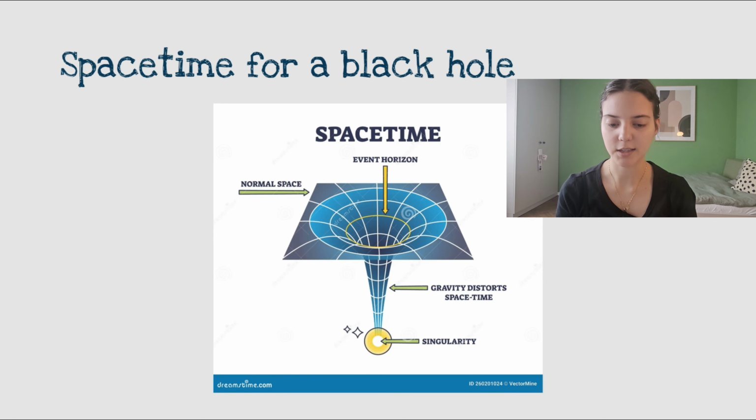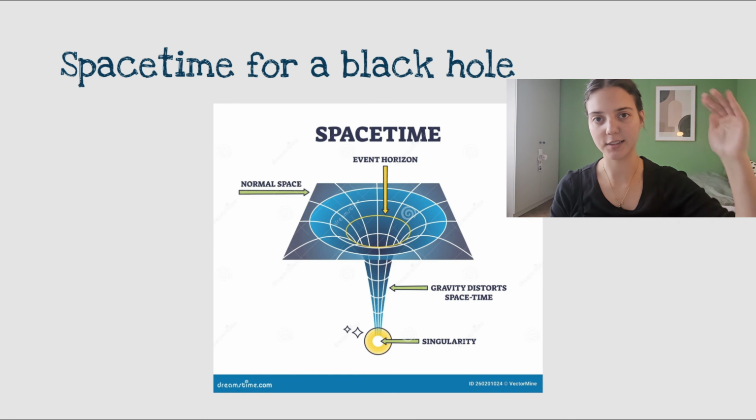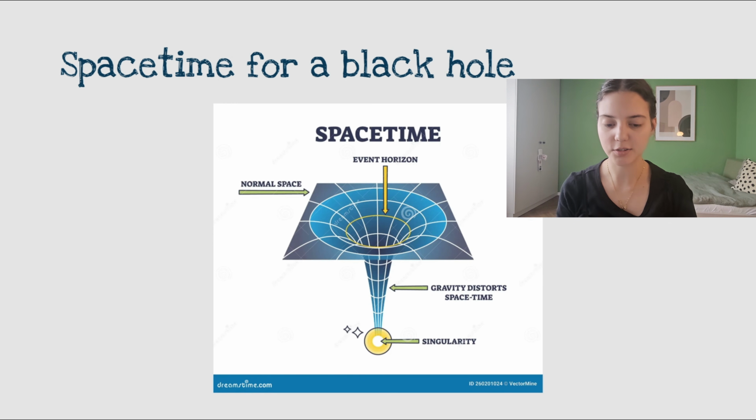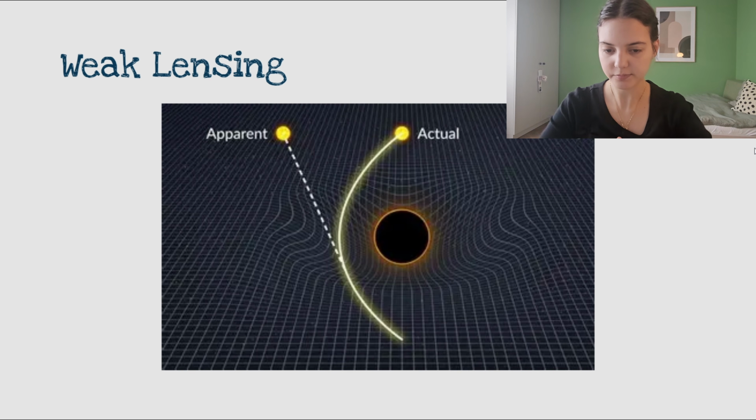When we look at something like a black hole, just for a really extreme example, a black hole has a very extreme curvature of space-time. So we can see that there's a dip and it just goes straight down, and that's just a very extreme example that I wanted to show to illustrate the point. But for the purposes of our project and weak lensing, we looked at galaxy clusters as our lensing object.